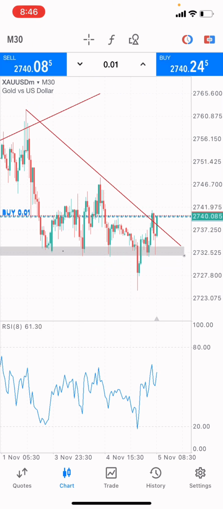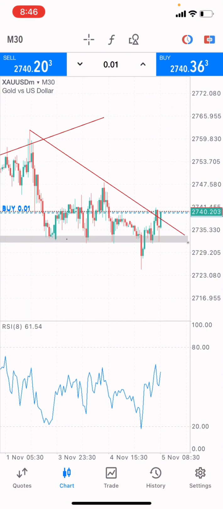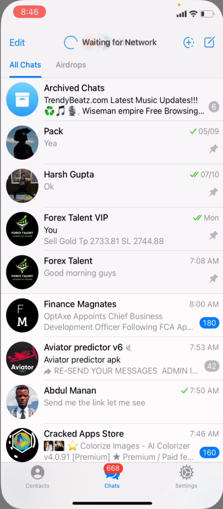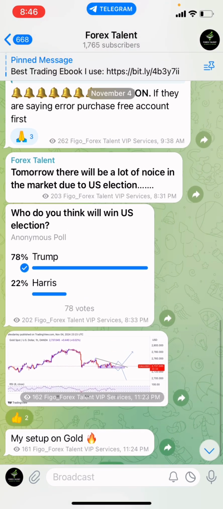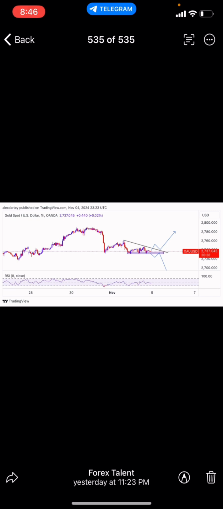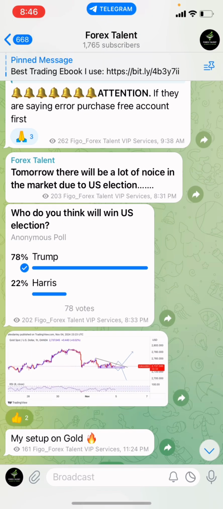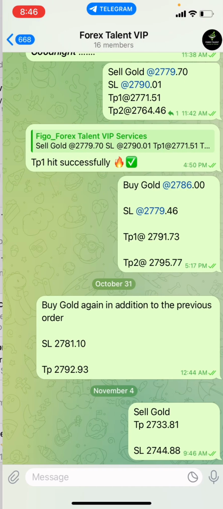So let me now explain. I have this trend line here. I posted this in my free channel yesterday. This was the analysis I posted yesterday. So the break of the zone happened. Let me give this signal to my VIP people.